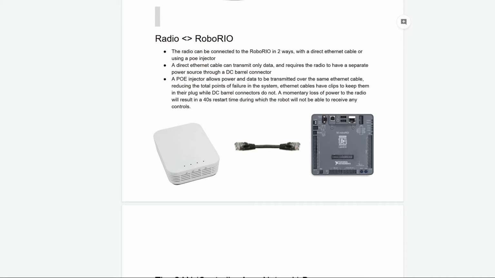If we ever lost power, it takes 40 seconds for the radio to restart, and we'd be out of the game for that period of time. And if it happened again, another 40 seconds.